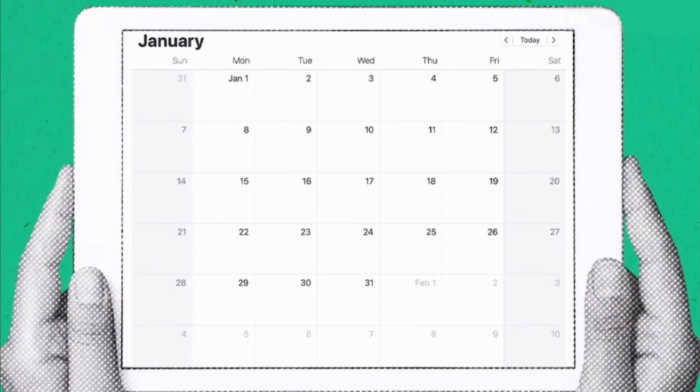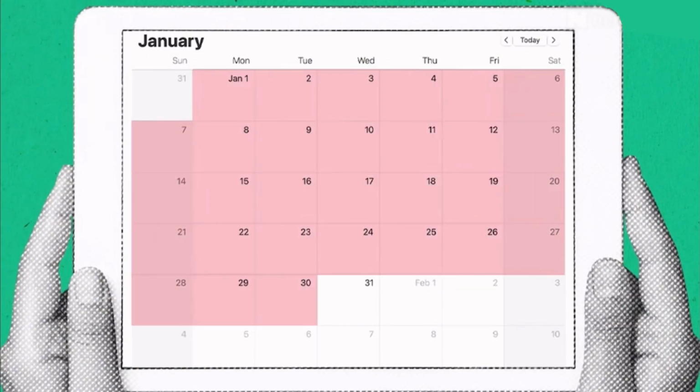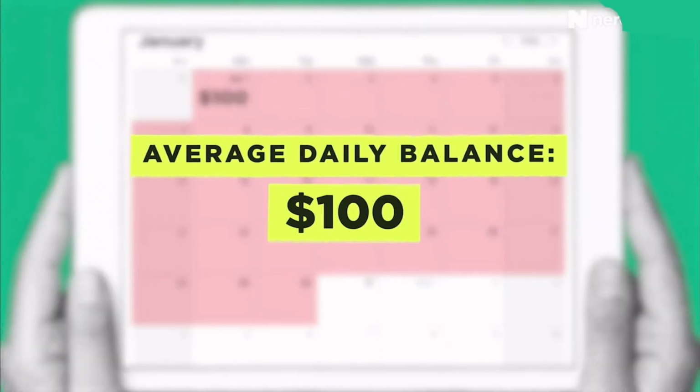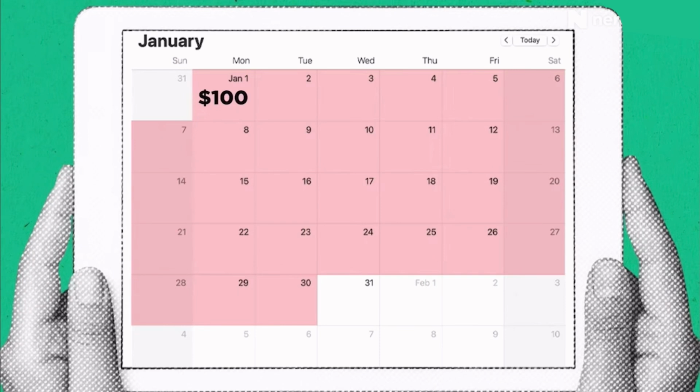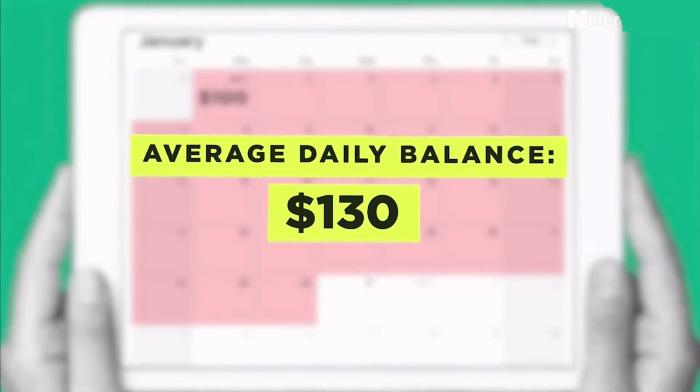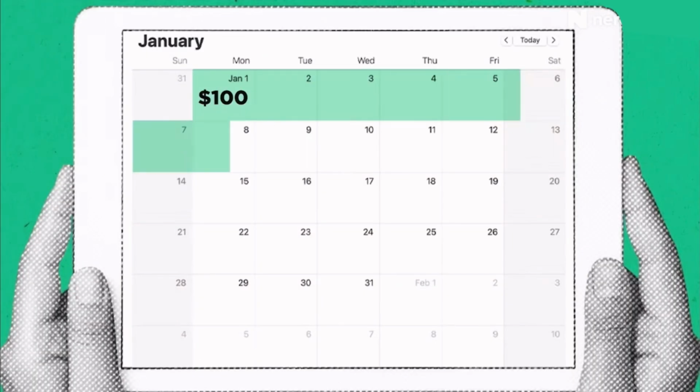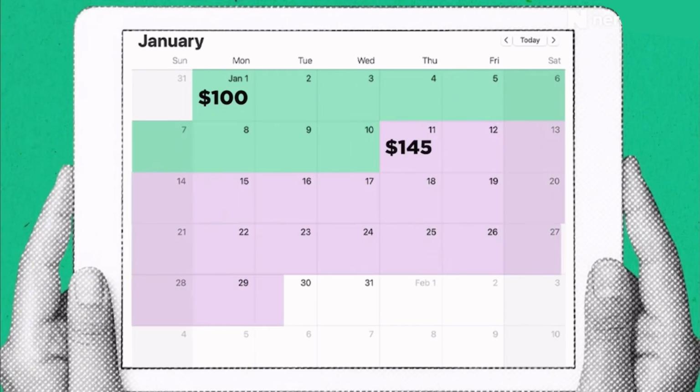For example, let's say that you had a 30-day statement cycle and you started with a balance of $100. If you never made any additional charges or payments for that full cycle, your average daily balance would be $100. Easy enough, right? But let's say that you started with a $100 balance and then you had a $45 charge post on the 11th day of the cycle.